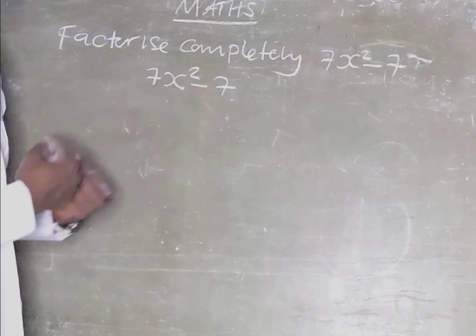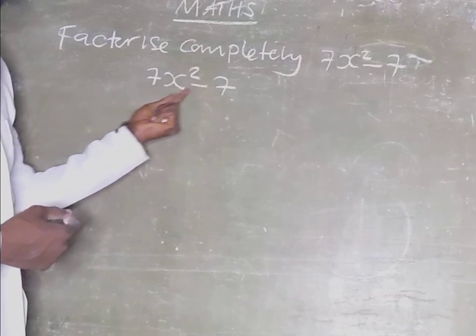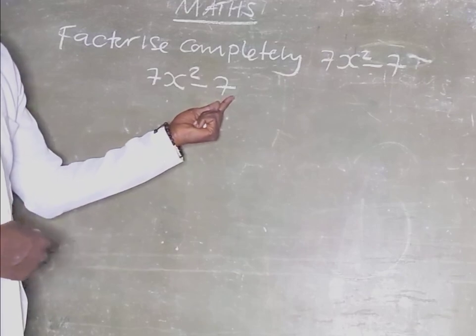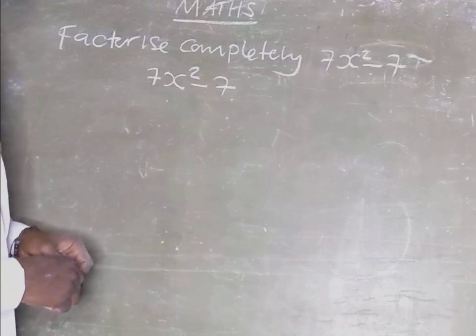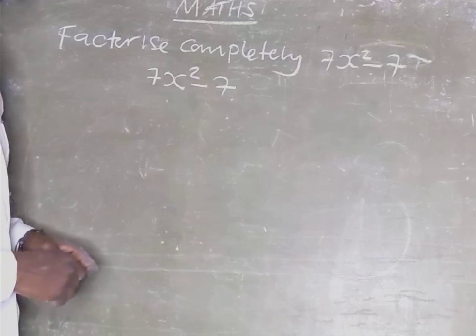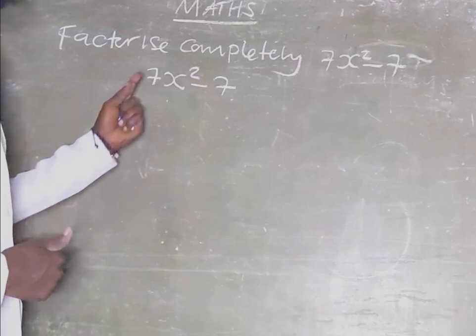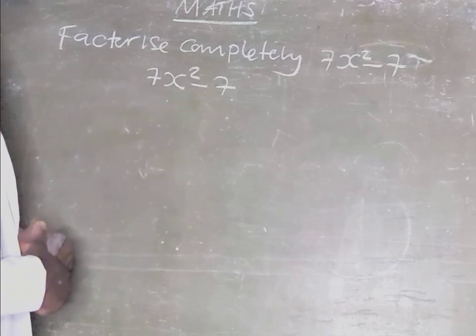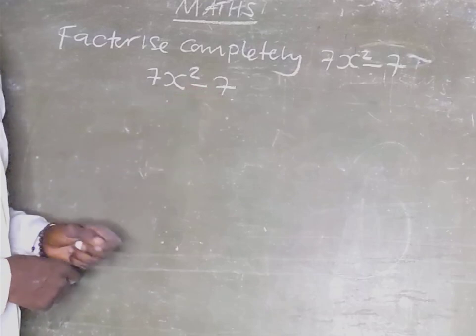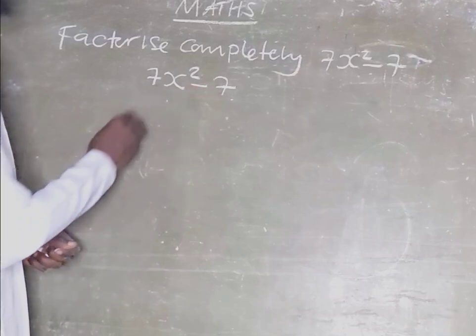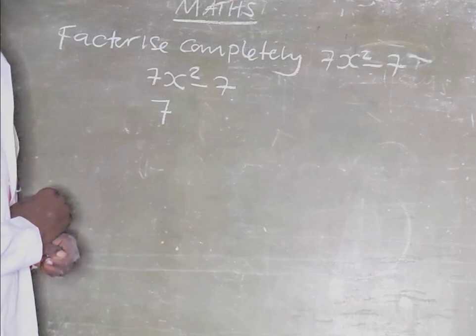In this case, x is just here, x is not there. So we can't think of x to be the common factor because it is not found on both sides. And then we have 7. Which number can go into 7 and 7? That is 7 itself. So 7 is our common factor.